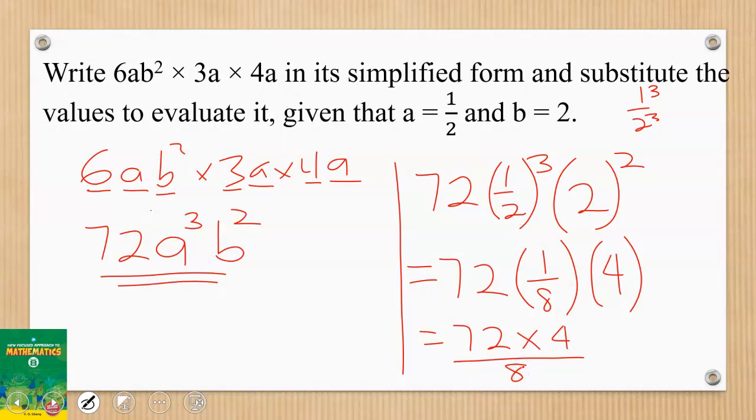And we can do simple division, right? Now we know 8 can divide itself as 1 and 8 can divide 72 as 9. So we have 9 times 4. And 9 times 4 we know can easily give us 36. So that becomes our answer, 36. Let's take another example and see.